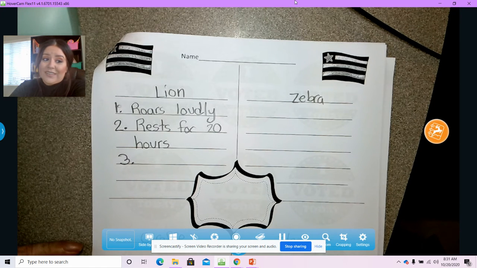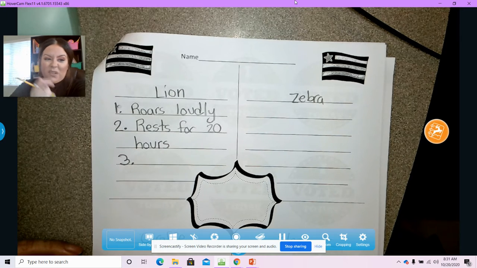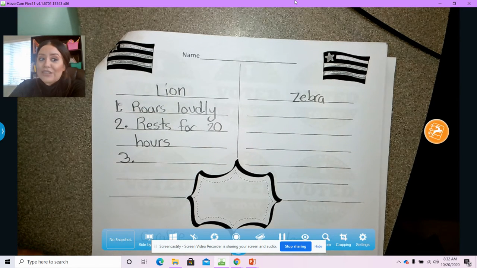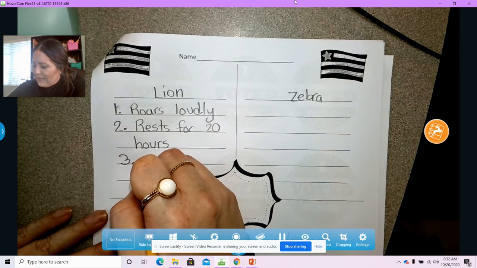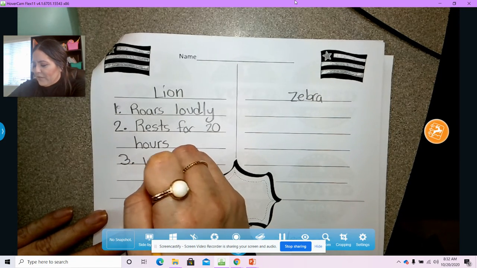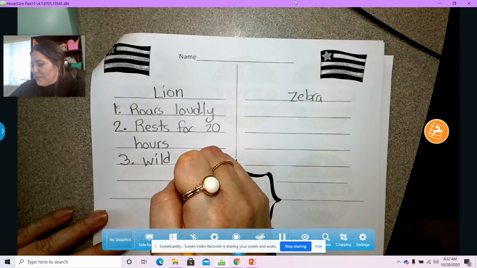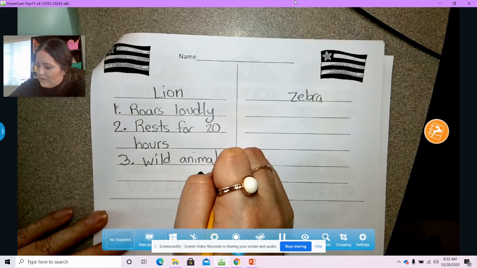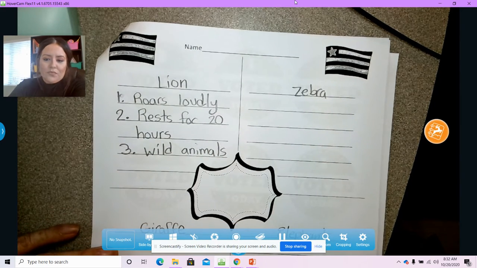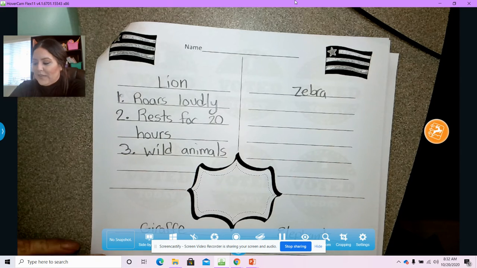We also learned that the lion is a wild animal, right? Can you keep a lion at your house? Not really. It probably wouldn't be safe. It needs to live in the wild, right? It hunts. Good. We also learned that it's really fast though, right? It can run really fast for a little bit of time.